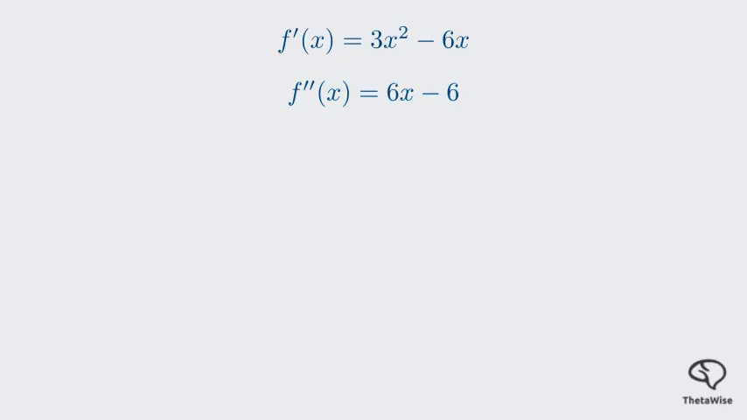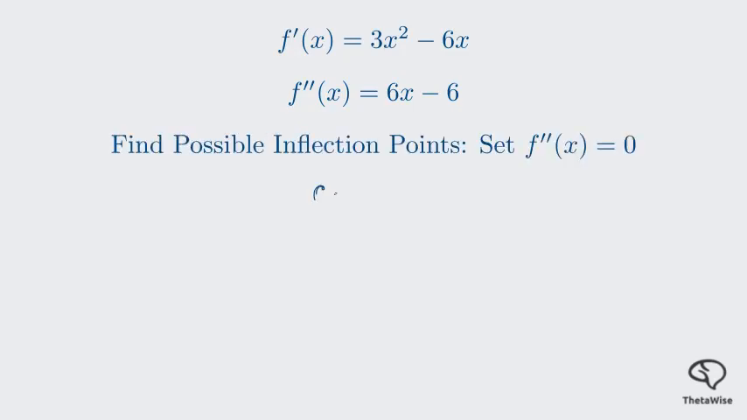Now, let's find the possible inflection points by setting the second derivative equal to 0. We set 6x minus 6 equal to 0. Adding 6 to both sides gives 6x equals 6, so x equals 1. This is our only possible inflection point. Let's use this point to create a sign chart for the second derivative.